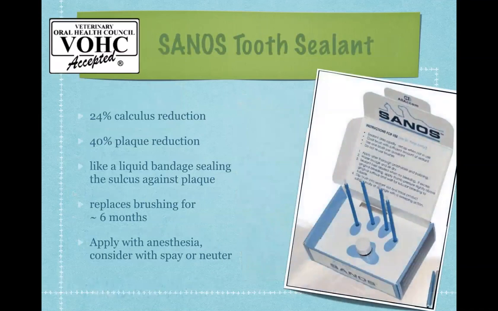For those that know and admit that they can't brush, then maybe consider Sanos. Sanos has a 24% calculus reduction and a 40% plaque reduction, which is very much similar to brushing. After a clean slate, like after a dental procedure or when they don't have any problems like with a spay or neuter and you have adult teeth, you can apply that, and it acts kind of like a bandage in that sulcus and sealing it against plaque, kind of basically preventing it as a glassy surface before the biofilm redevelops. If they use other home care, it can kind of wear it away faster. But if you know you're not going to use brushing, consider Sanos.